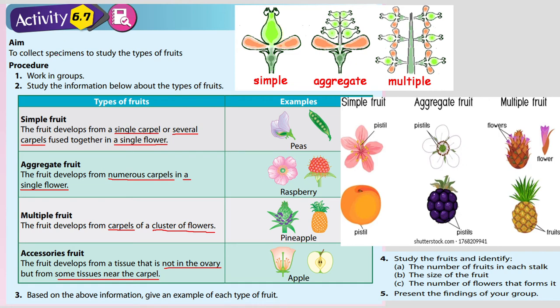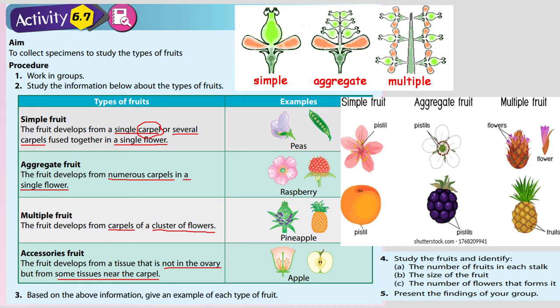Now this activity is to collect specimens to study the types of fruits. So we have here the types of fruits. Four types, namely simple fruit, aggregate fruit with their respective examples, multiple fruits, and another one is the accessory fruits. So how are they different from one another?